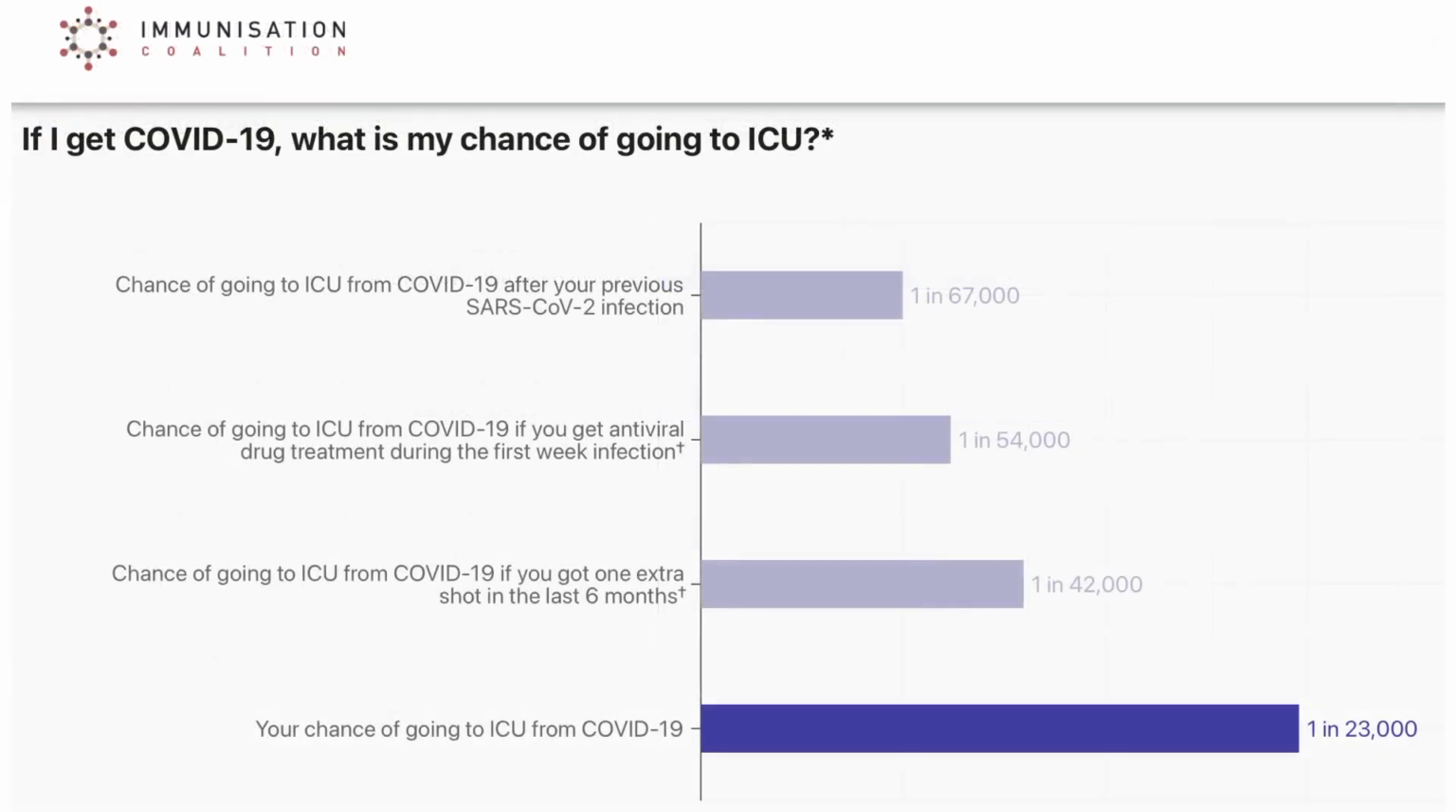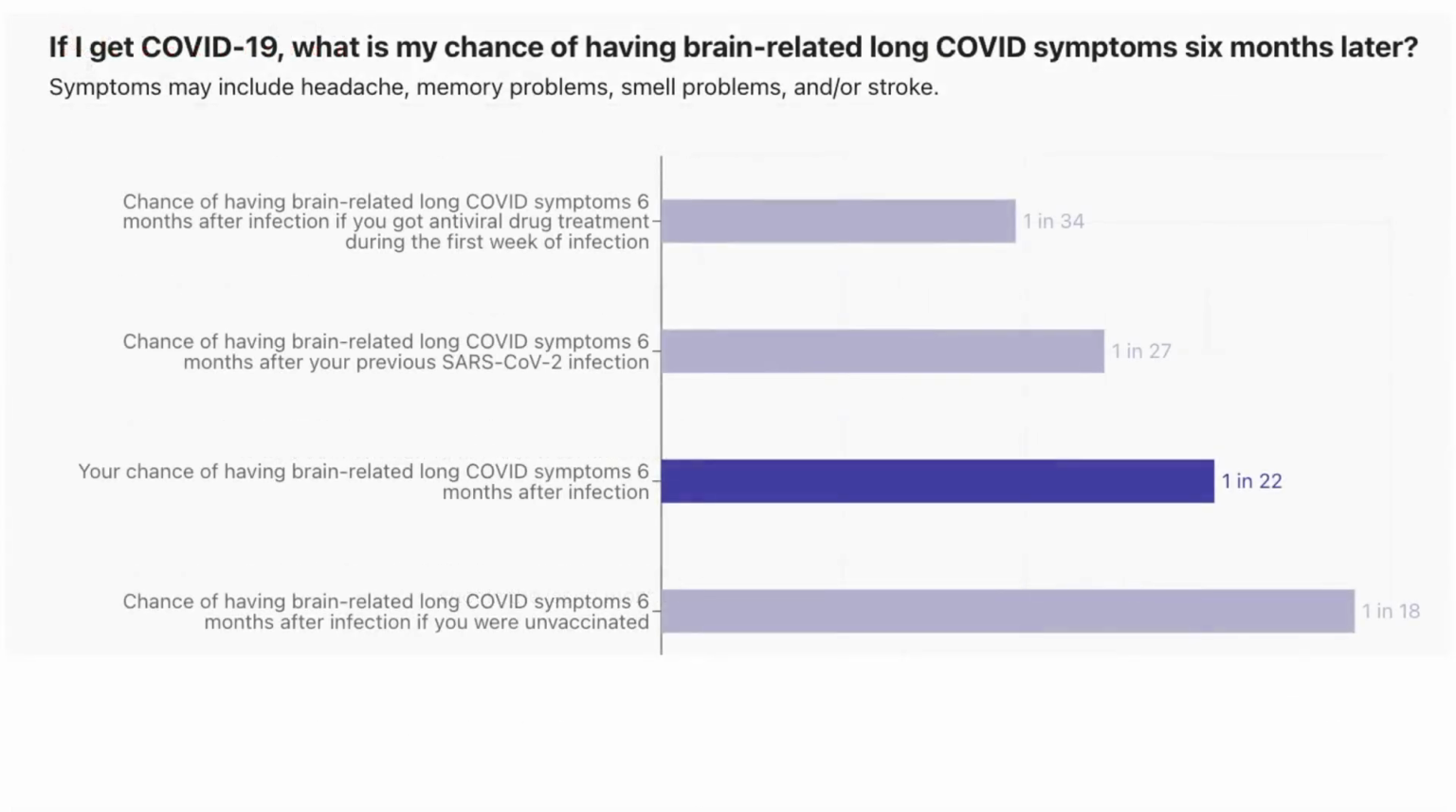This one's her chances of going to ICU, which is much less, 1 in 23,000. Again, some other comparisons based on the different inputs that you might be able to put in there. So the other outputs on this model are related to either your chances of having at least 1 long COVID symptom at 6 months, or having system-specific long COVID symptoms, such as brain-related symptoms, cardiovascular symptoms, GI symptoms, etc. So this one's related to brain-related long COVID symptoms. So again, the dark bar is her, and then the other examples of what might happen if she was not vaccinated.